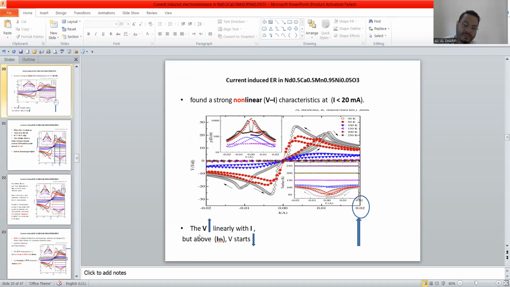When the voltage increases linearly with current, approximately until a critical point, the voltage will increase, and after that will start to decrease. But at the threshold current, the voltage starts to decrease. After these critical points, the voltage amount starts to decrease.